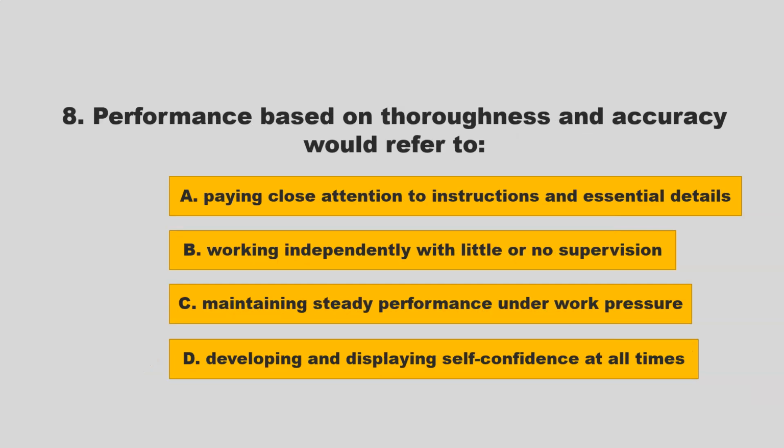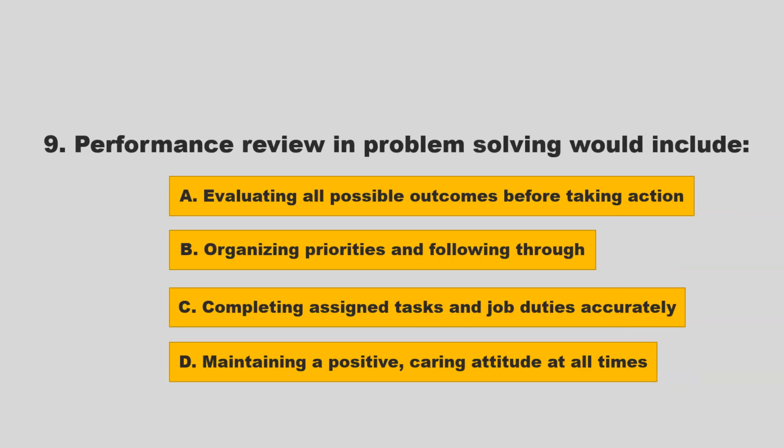Performance based on thoroughness and accuracy would refer to paying close attention to instructions and essential details, working independently with little or no supervision, maintaining steady performance under work pressure, developing and displaying self-confidence at all times. If you chose A, you are correct.